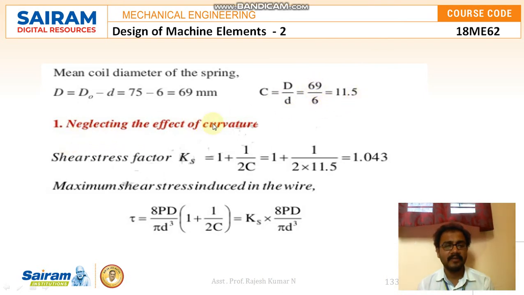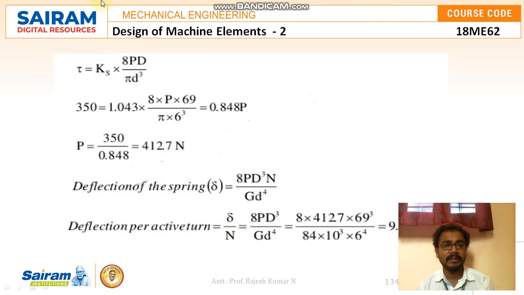So first, neglecting the effect of curvature, we get the shear stress factor Ks is equal to 1 plus 1 by 2C. I know the C value, so by substituting 11.5, I get the shear stress factor Ks value as 1.043. And the maximum shear stress induced in this wire, the formula is 8PD divided by pi d cube, times 1 plus 1 by 2C, which I write as Ks. So let me substitute the values: the permissible shear stress given is 350, Ks we got as 1.043, P is unknown, D is 69 as we calculated, and d is given as 6. After simplifying, we get the P value as 412.7 Newton.